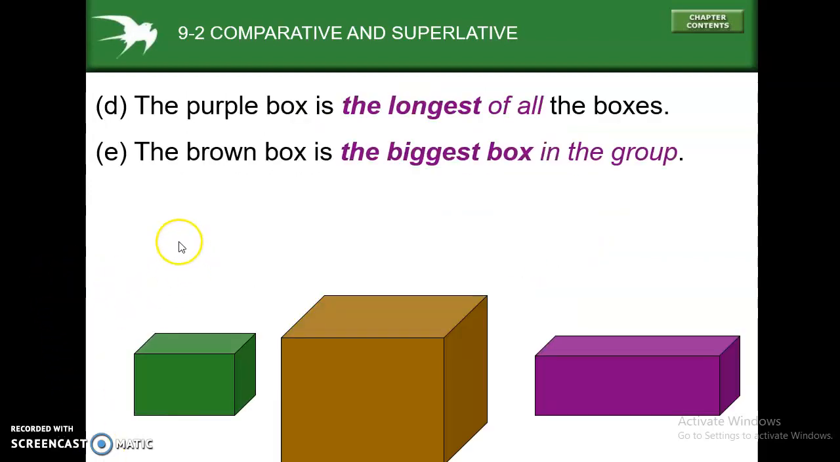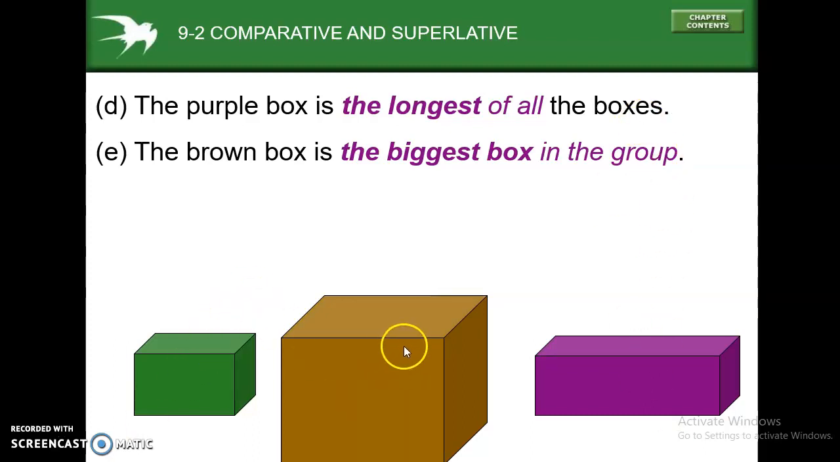Okay, what about this one? We have three things here, three boxes. So you compare the three, not two. For example, the purple box is the longest. If you compare the purple box with these two boxes, the purple box is the longest of the boxes.